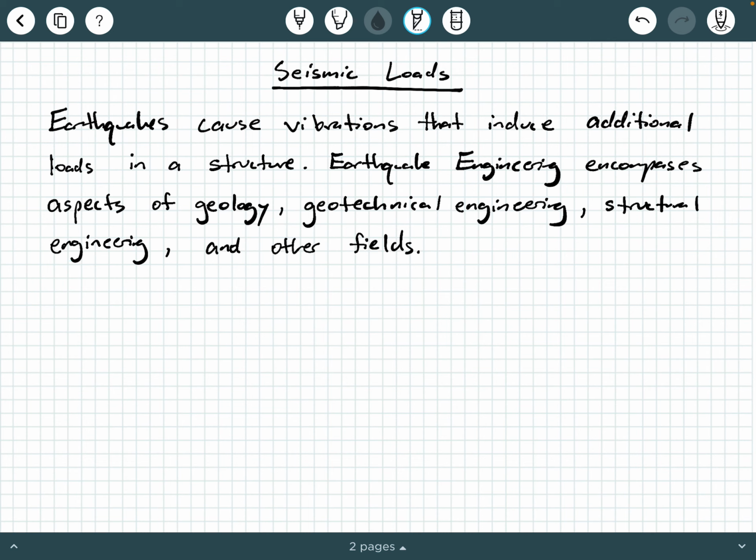Okay, so the idea behind seismic loads is that when an earthquake happens, you basically have a fault that ruptures and releases a massive amount of energy that causes vibrations through the soil layers up to the ground surface, and thereby causes your structure to vibrate, which creates additional loads within the structure itself. Okay, so how do we account for this?